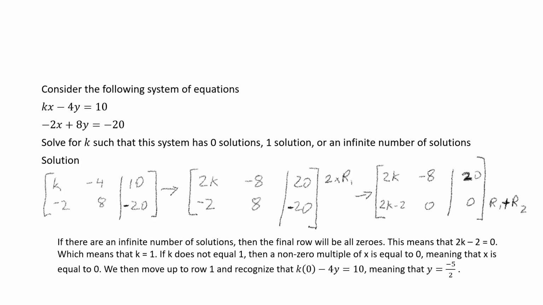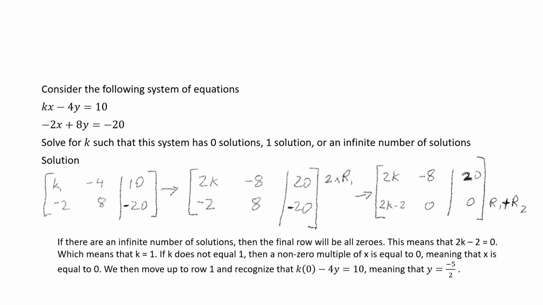I could then take that x value of 0 and plug it into the top equation, 2k times x minus 8 times y equals 20. So letting x be 0, I'd get 2k times 0, which would be 0, minus 8y equaling 20. Ultimately, y would be negative 5 over 2. That's only one solution. So specifically, what we're saying here is that if k wasn't equal to 1, I would get exactly one solution. I would get the solution 0, negative 5 over 2.